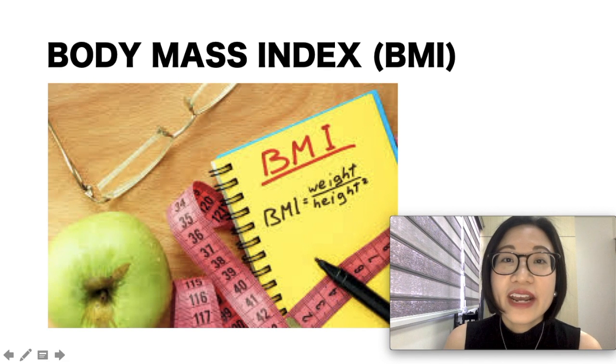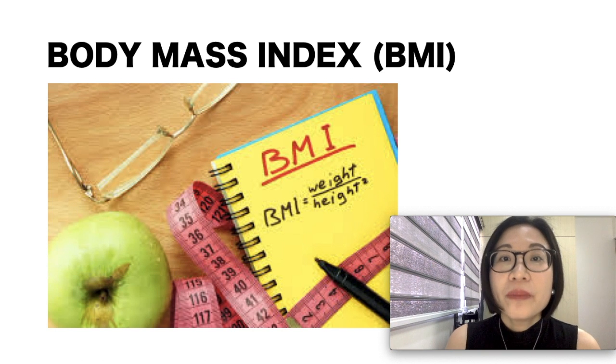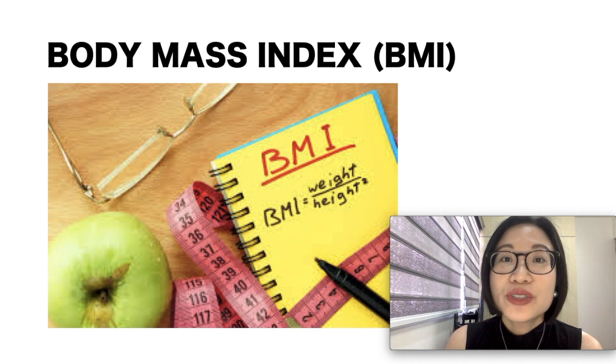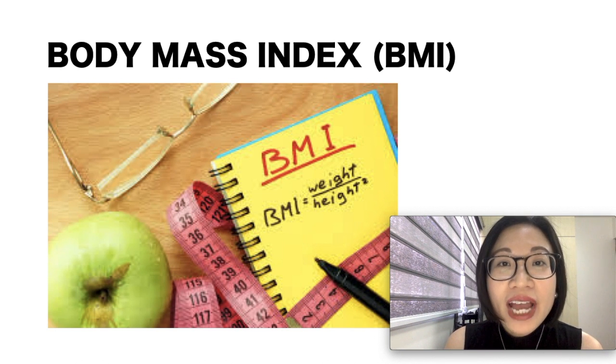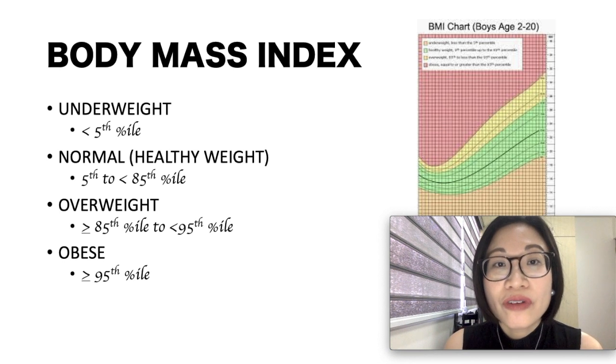So, how do we categorize children as overweight or obese? We use the BMI or the body mass index. And how do we get it? We get the child's weight in kilograms divided by the square of the height in meters. That's the BMI. There are two charts. One is for boys and another one for girls. For example, what we have here is the BMI chart for boys aged 2 to 20 years. On the x-axis is the BMI and the y-axis is the child's age.